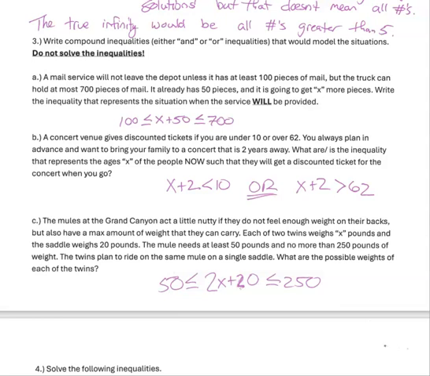What could your age be right now so that you can still get a discount? So you're saying whatever your age is, if you add 2 to it, it would have to be less than 10. And whatever your age is, when you add 2 to it, it has to be greater than 62. It's not an and, I may have just accidentally said and. It's an or. Either one of those. You get a discount for being young or older.